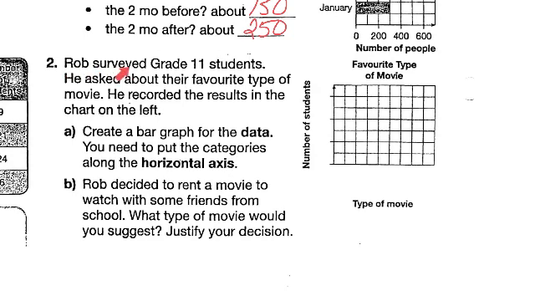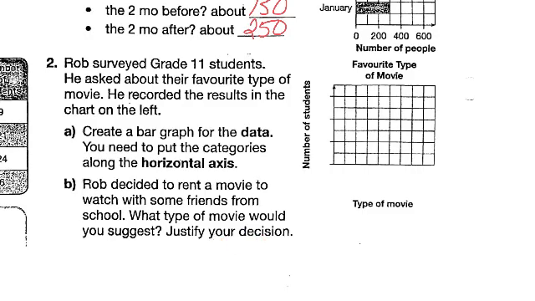So now Rob surveyed grade 11 students. He asked about their favorite type of movie. He recorded the results in the chart on the left. So we're going to create a bar graph for the data. You need to put the categories along the horizontal axis. And Rob decided to rent a movie to watch with some friends from school. What type of movie would you suggest?